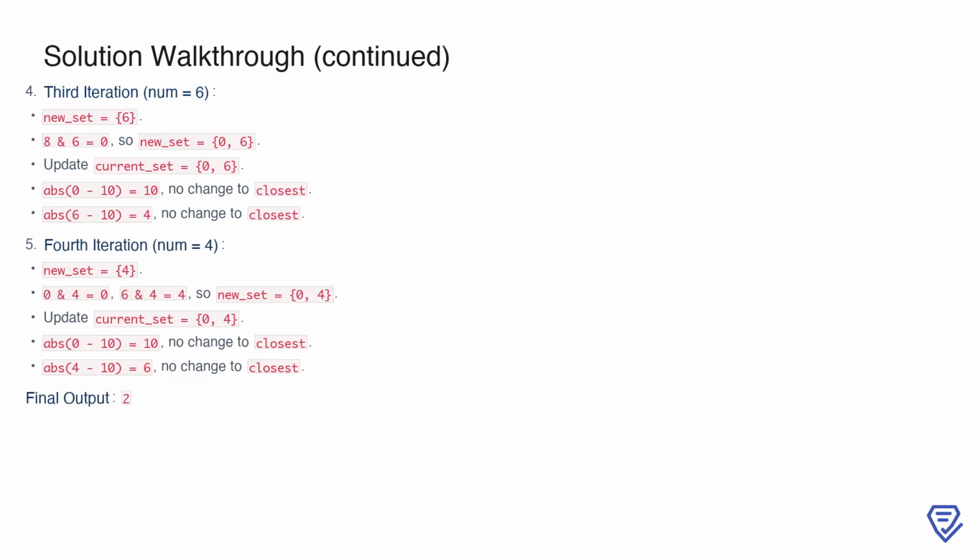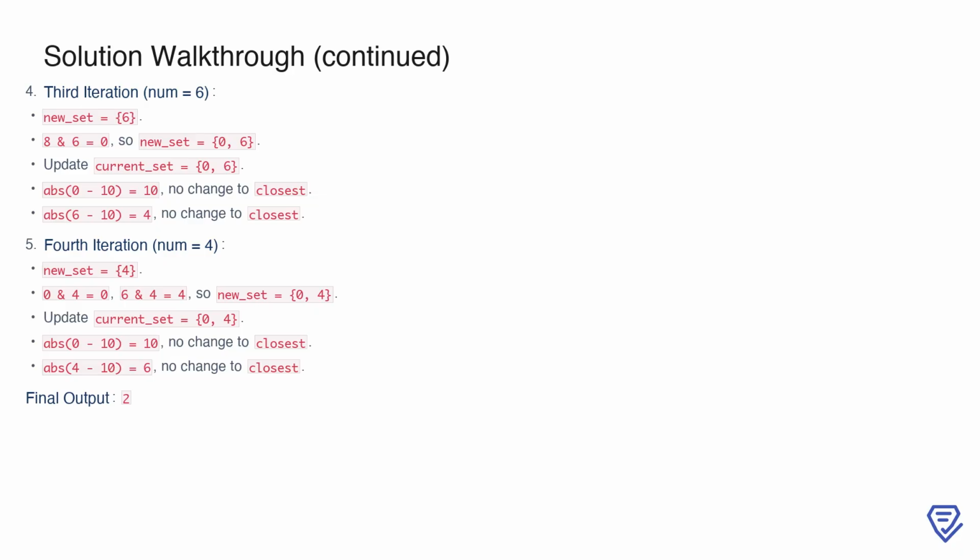During the third iteration, we process the number 6. Starting with new_set equals 6, we compute 8 AND 6 equals 0, resulting in new_set equals 0, 6. Updating current_set gives us 0, 6. We calculate the differences with the target, abs(0 - 10) equals 10 and abs(6 - 10) equals 4, but neither improves the closest value, so closest remains 2.